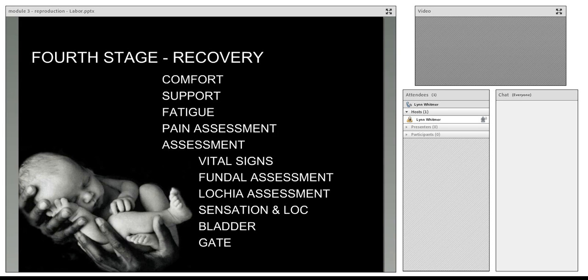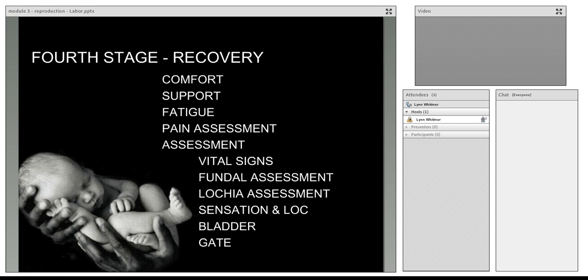Our assessment needs to be completed every 15 minutes for the first hour, and then every 30 minutes for the second hour, and our assessment includes vital signs including temperature, a fundal assessment, and again the fundus is to be at the level of the umbilicus. Lochia assessment, how much bleeding is she having? A heavy period is what you're going to expect to see. And when you push on the fundus, you might see clots. You might see a little more trickling. That is normal. What you really want to do is make sure all the clots come out of the uterus, because the more they sit in there, the harder it will be for it to stay contracted.